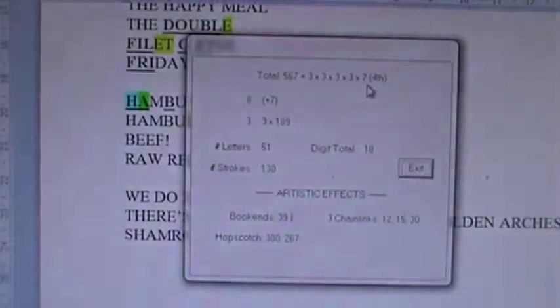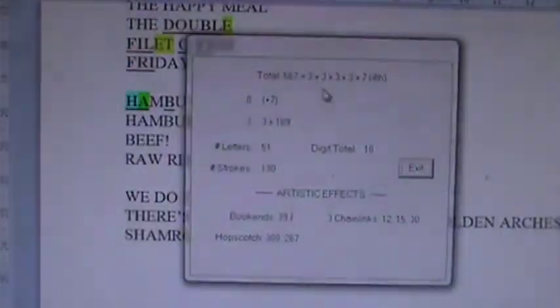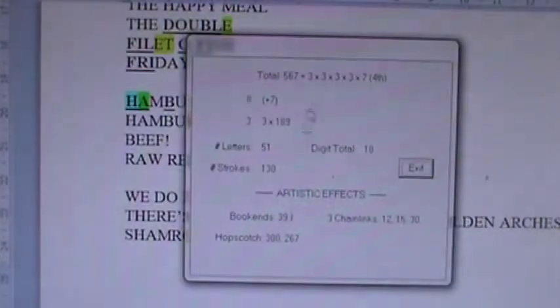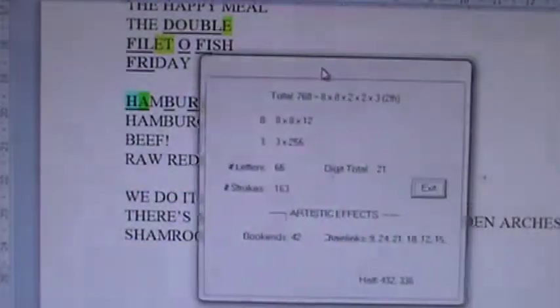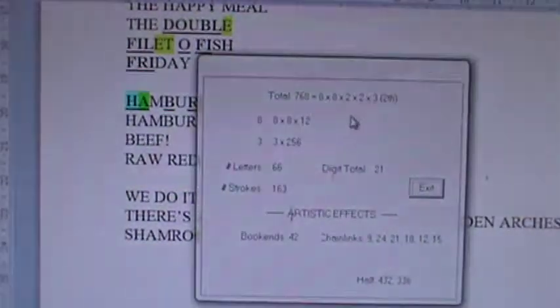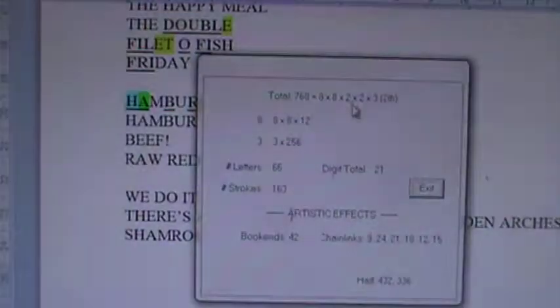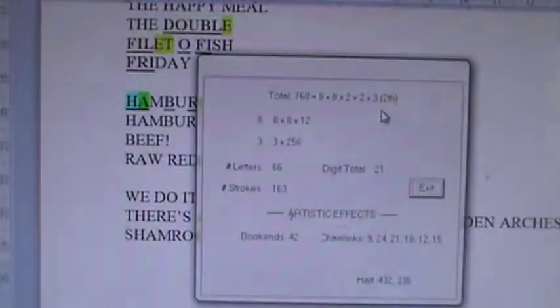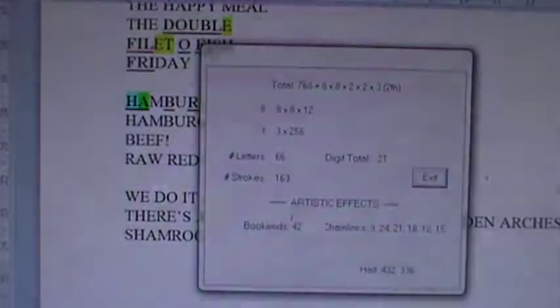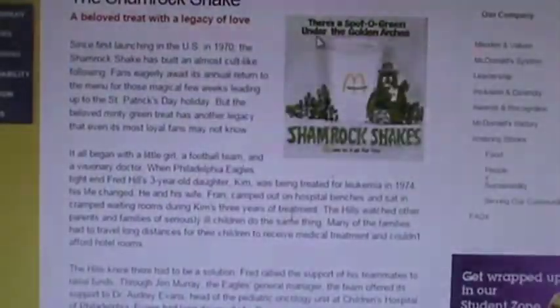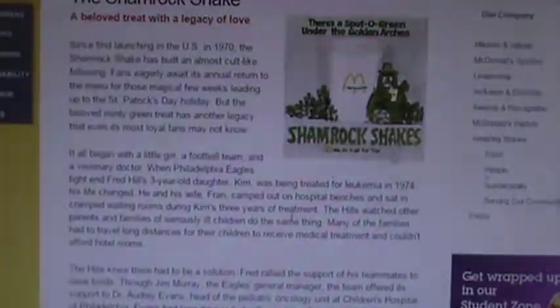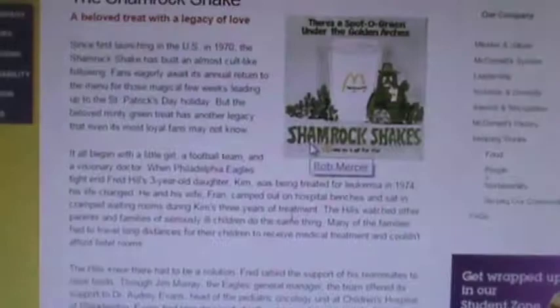Look at those. That's a 7-fold set of 3 times 3 times 3 times 3 times 3. Wow! That's like king. That's beyond ridiculous. And then now add the text on the bottom. We do it all for you. Good night. That's a triple of 256. Oh my goodness. That's 8 times 8 times 12. I'm stupefied. And I testify that the harder the gems you solve, the more glorious they are mathematically. So there you go. I solved this entire poster. There's a spot of green under the golden arches. Shamrock Shakes, we do it all for you.